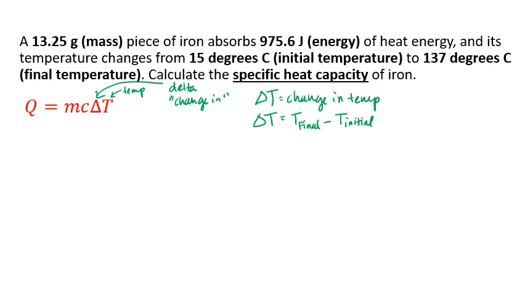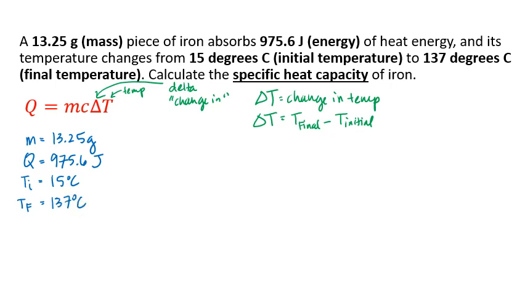So if we line up the information that we're given, which is always a good plan, we have a mass of 13.25 grams. We're given energy. In this case, energy is Q, 975.6 joules. And we're given two temperatures. We're given an initial temperature, which I'm going to abbreviate as TI, of 15 degrees C and a final temperature of 137 degrees C. It's asking us to calculate C, which is the specific heat capacity.